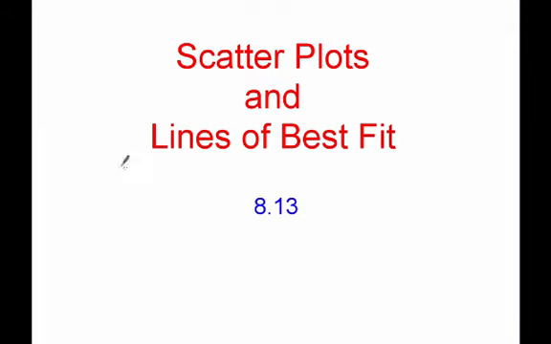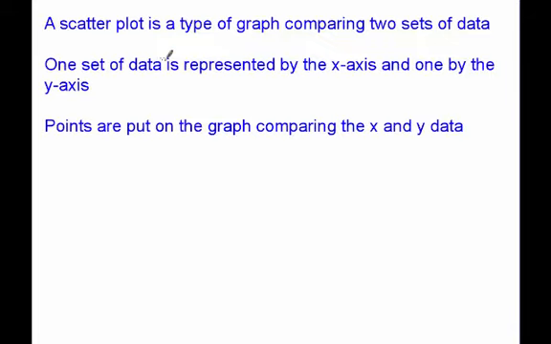For this video, we're going to be discussing scatter plots and lines of best fit. So what is a scatter plot? A scatter plot is just a type of graph that compares two sets of data. One set of data is represented by the x-axis, which hopefully you remember is the horizontal axis, and the other is represented by the y-axis, so our vertical axis.